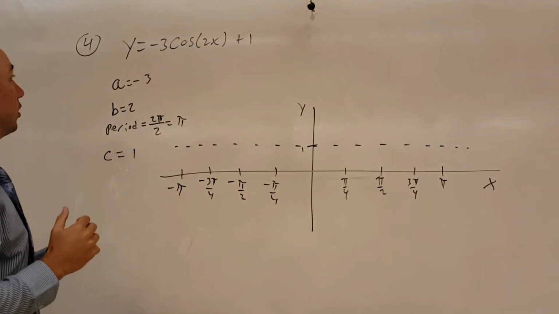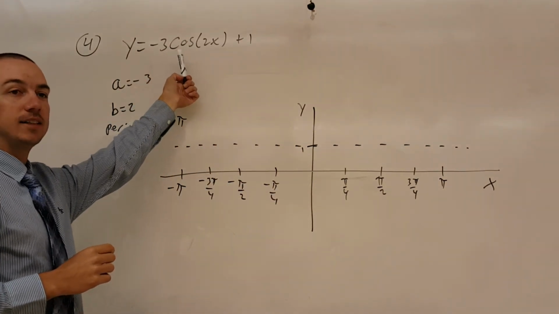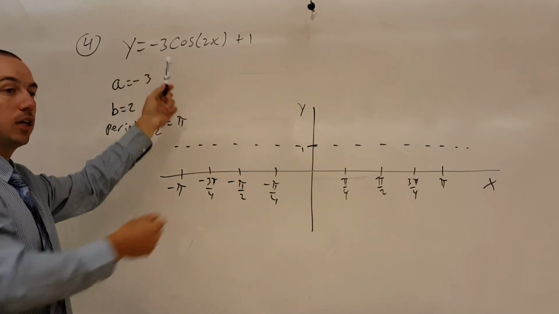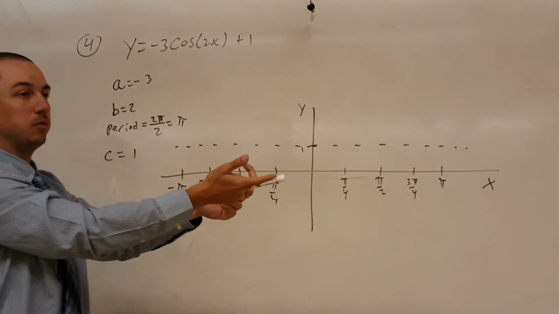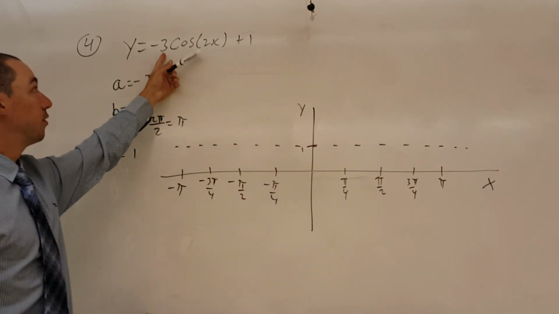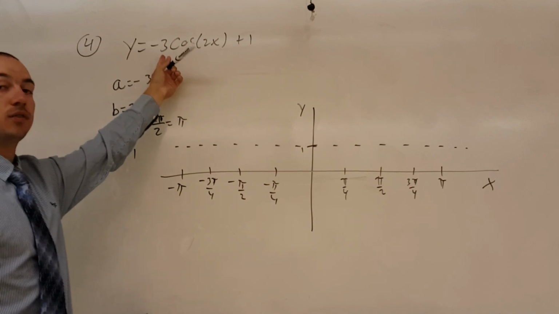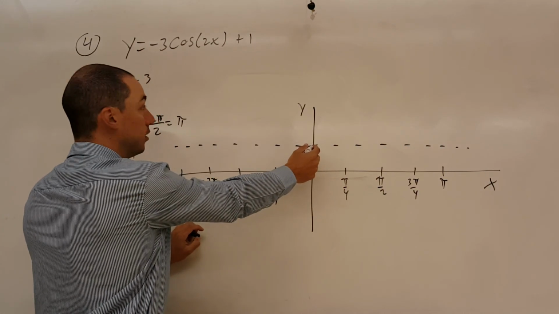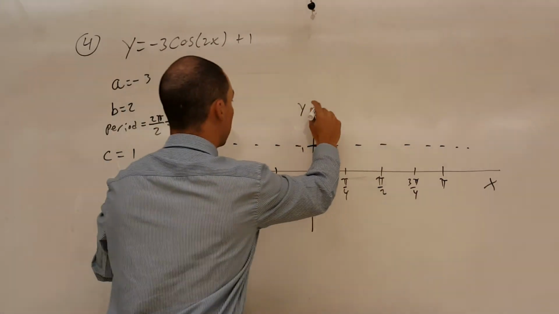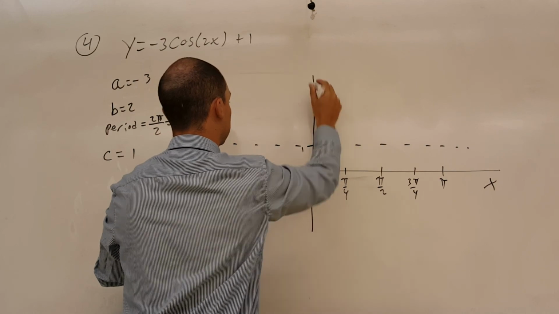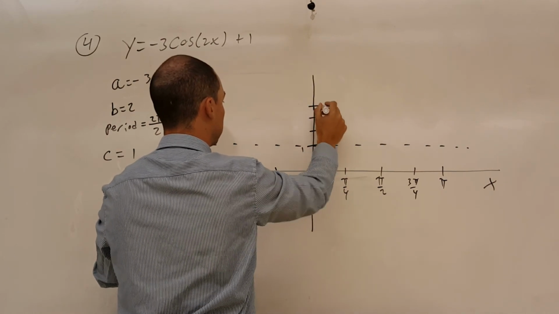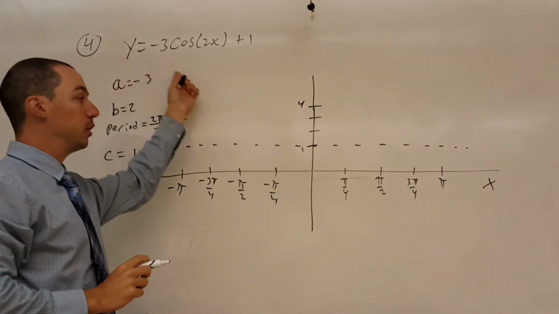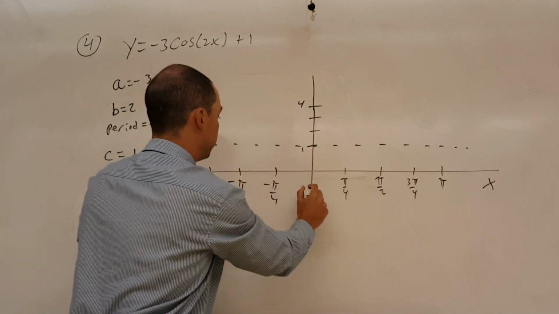Okay, good. Cosine will start at its maximum value usually, except we have a negative, so cosine will be flipped and will start at its minimum value. It's not going to go from 3 to -3. We are stretching from the midline 3. So if our midline is 1, the maximum value is going to be 3 higher, or 4. And our minimum value will be 3 lower than the midline, or -2.